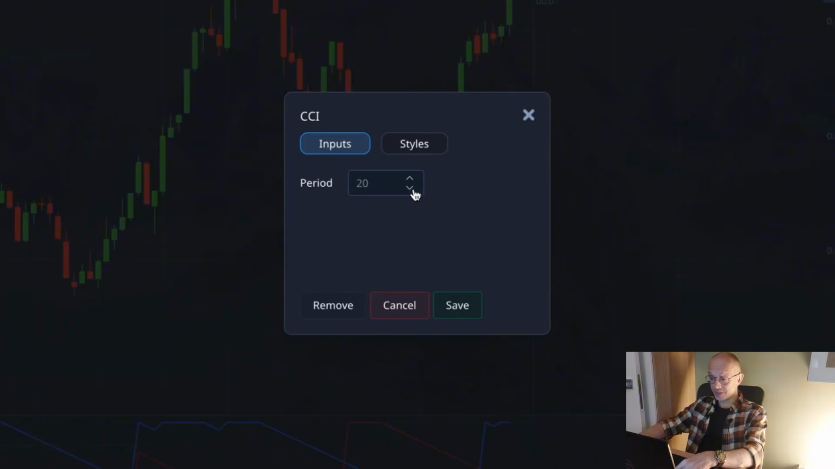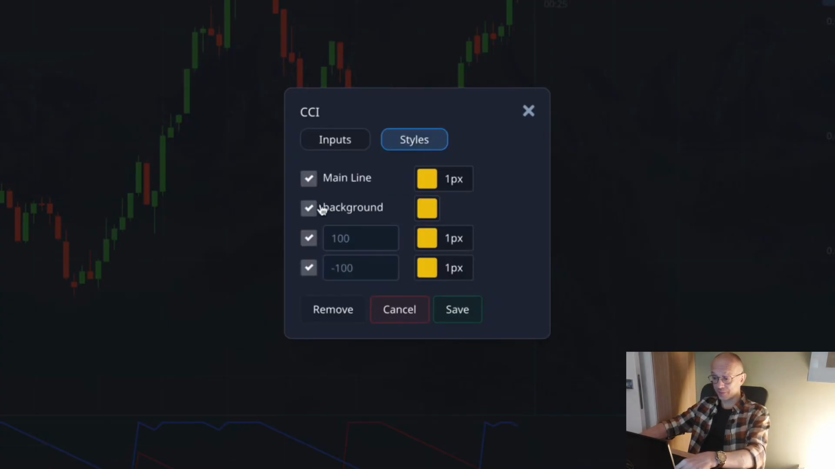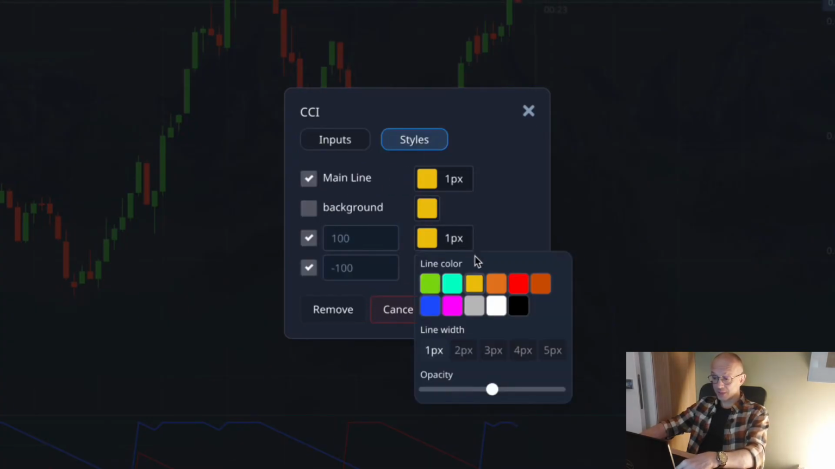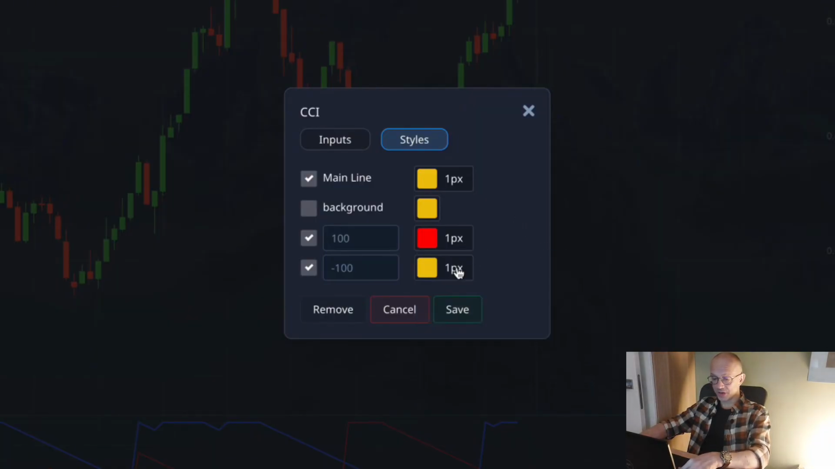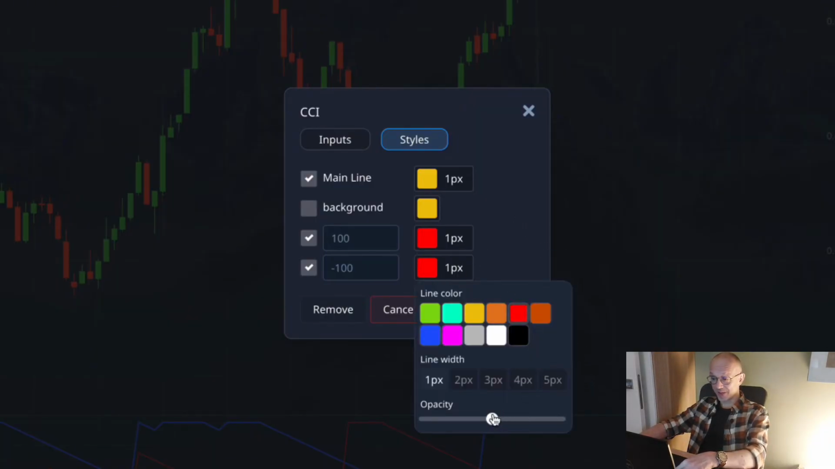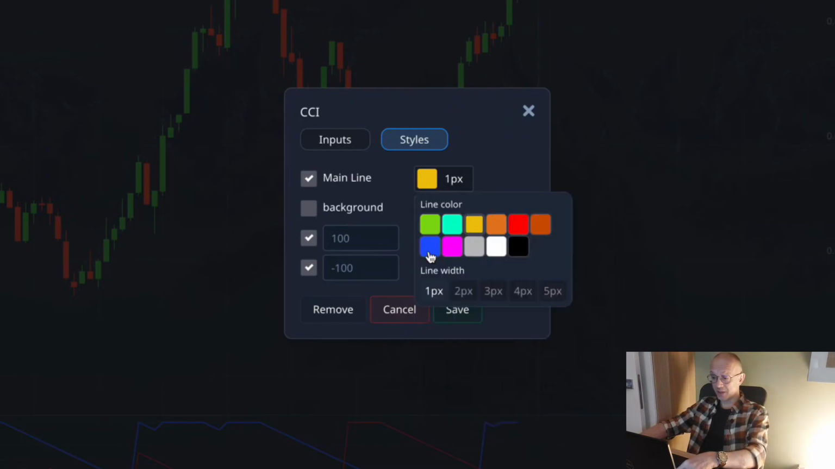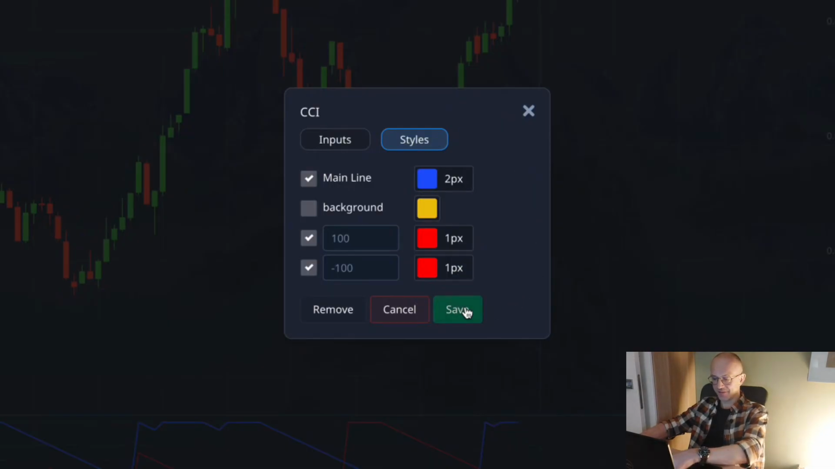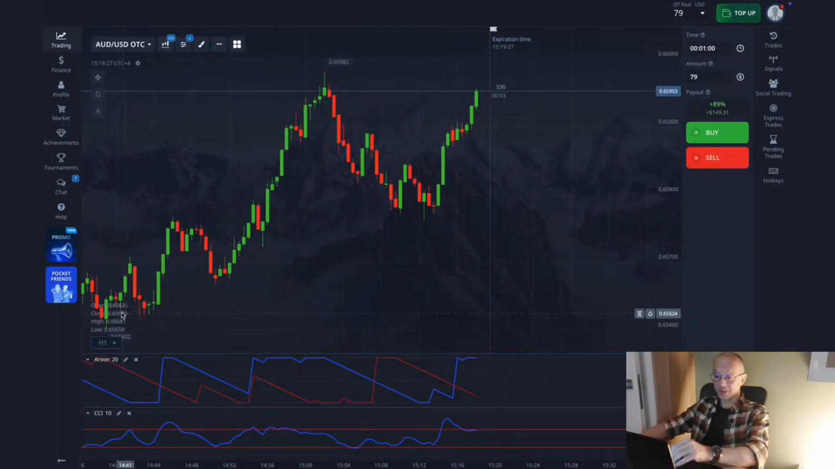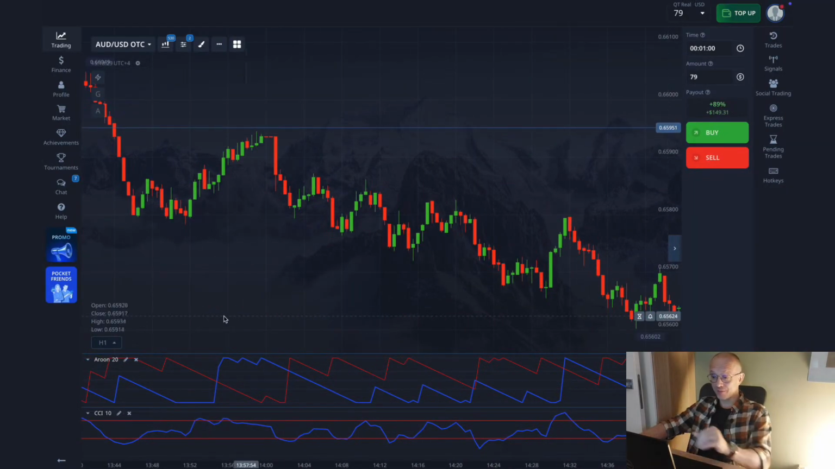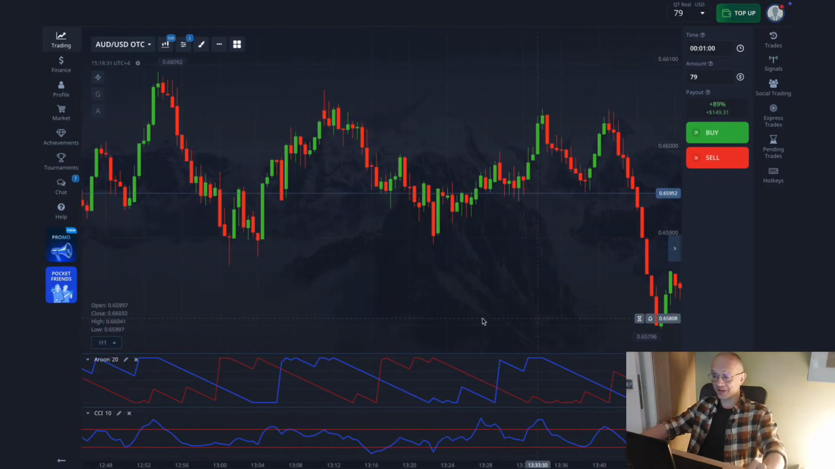Let's configure the CCI. Set the period to 10. Go to Style and turn off the background. Set the 100 and minus 100 lines to red. Let's move opacity to the right and let's set the main line to blue with 2 and save. So the indicators are ready to go, and if you are trading on your phone, set it up the same way.